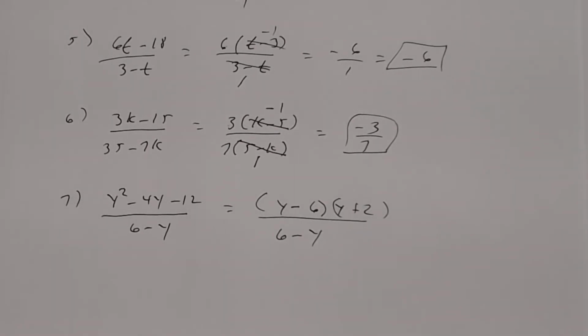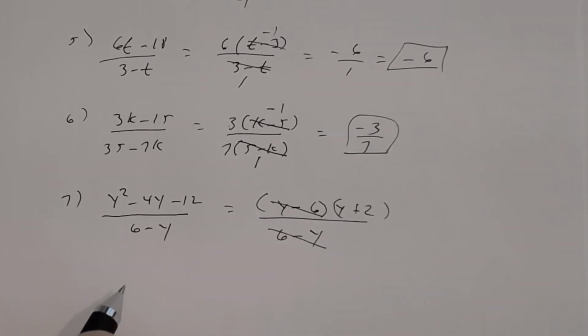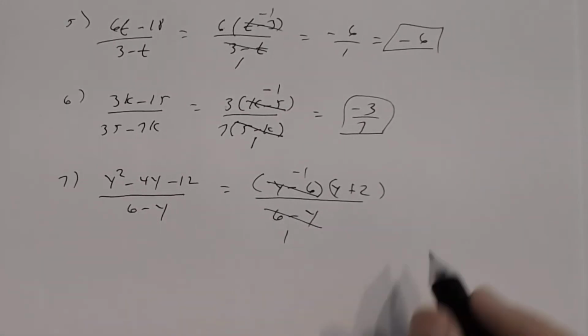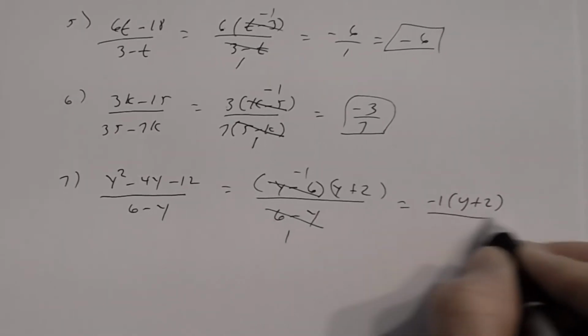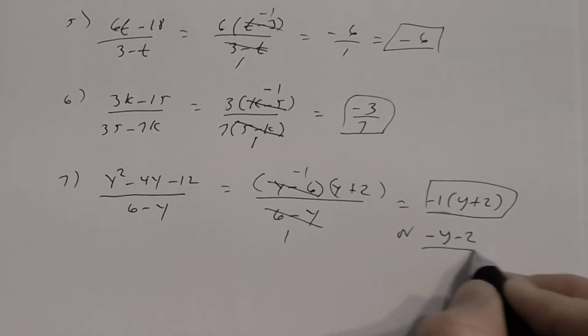I see factors that are opposites of each other, these two. So that means that when I divide those out, this is a 1, this is a negative 1. And so therefore the answer, see the denominator is 1, right? So it's just going to be the numerator. So therefore the answer is going to be negative 1 times y plus 2. Or if you want to distribute, you can, negative y minus 2.